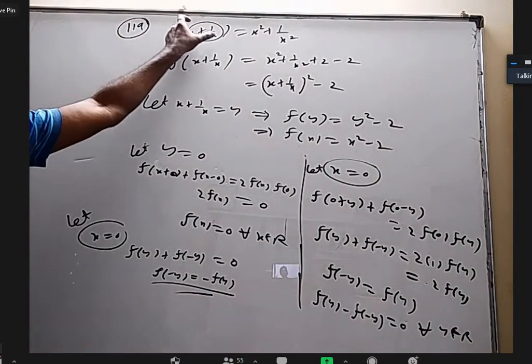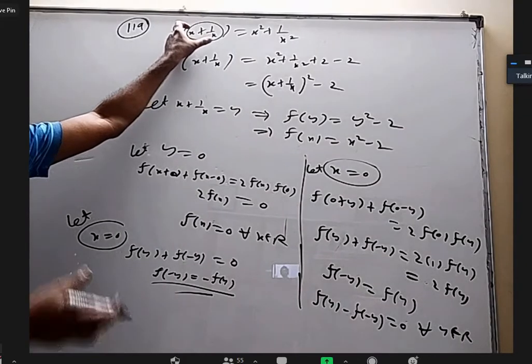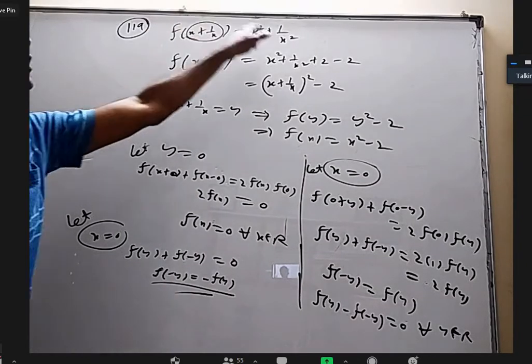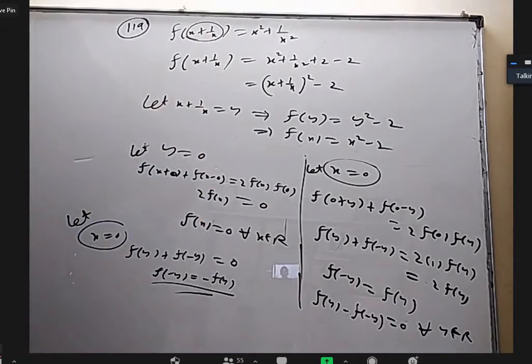Basically, try to take this inner part of f, which is in the place of x, something else is there, you take as y. Try to express this in terms of y, which is very possible.